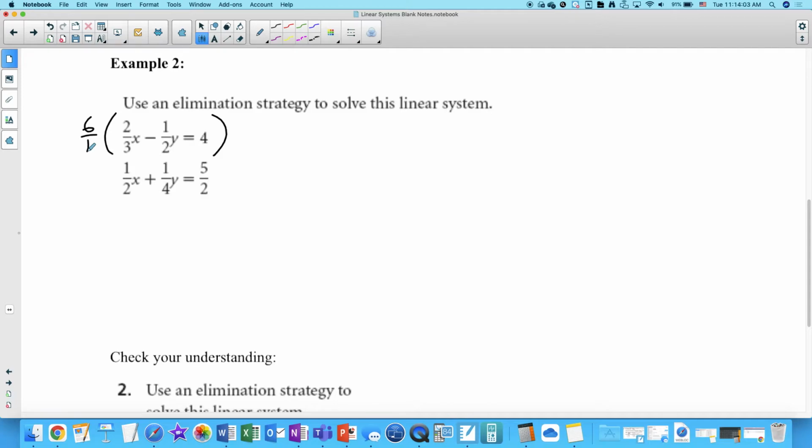And what could I multiply this equation by? 4, yeah. So 4 is the least common denominator between 2 and 4. So I'll multiply this by 4 over 1. Okay, and this over here is 4 over 1.